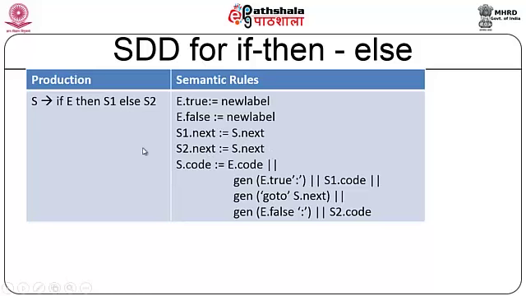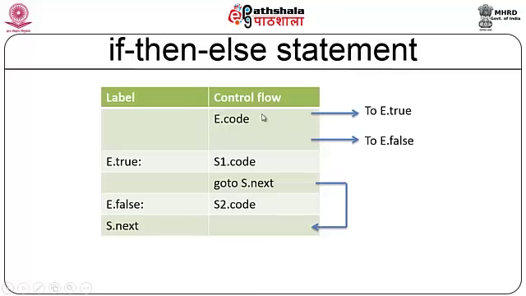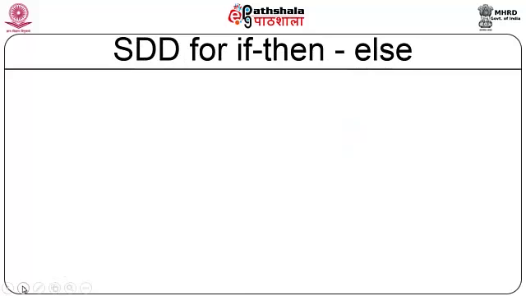Now, how should the code be generated? You can remember the previous diagram. Generate first E.code. Then you generate two new labels. Then you evaluate S1.code. Then you do a gen of goto S.next and then you evaluate S2.code. That should be your sequence. So, that is what we have here.